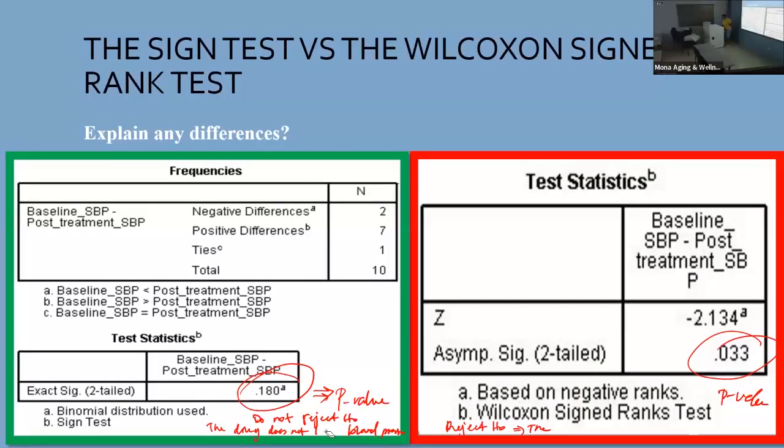No, we shouldn't say lower because this is a two-tail. The drug does not make a difference. Doesn't make a difference. Reject H naught. The drug makes a difference. All right. How do we explain that?